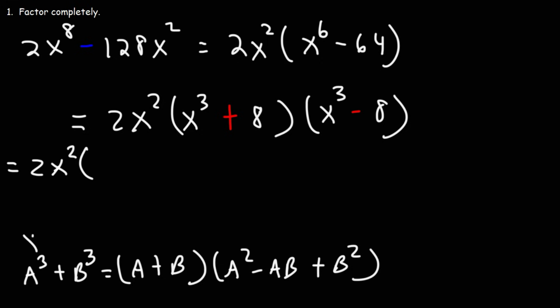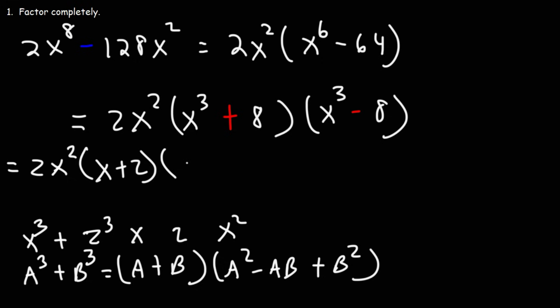So a cubed is x cubed, b cubed is 8, which is 2 to the 3rd power. So x is a, b is 2. So a plus b, this becomes x plus 2, and then a squared, so that's x squared, minus ab, so that's minus 2 times x, and then plus b squared, or plus 2 squared, which is 4. So that's how we could factor this part.